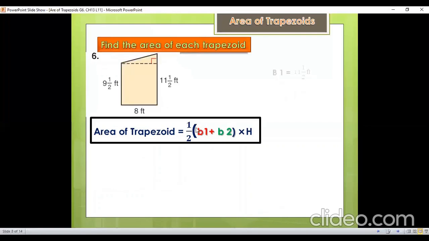Question number 6. We have base 1, 11 and a half feet. Base 2, 9.5 feet, and height is 8 feet.